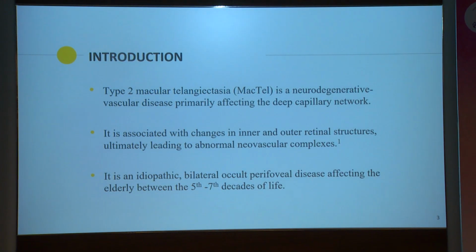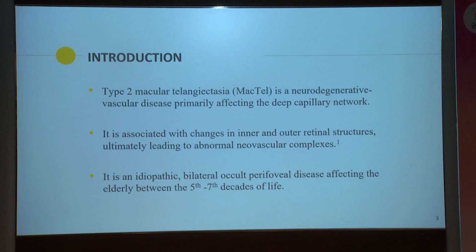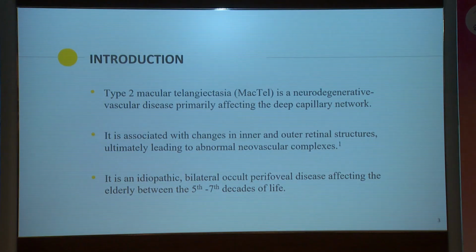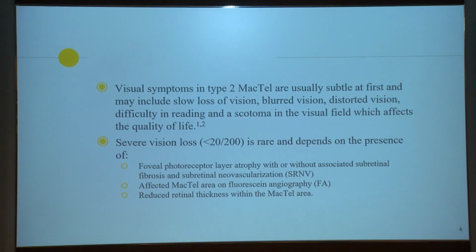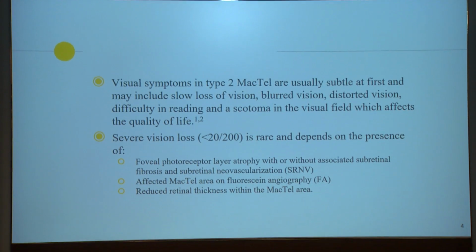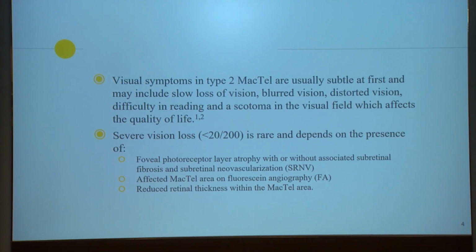It is an idiopathic bilateral occult foveal disease affecting the elderly between the 5th and 7th decade of life. The visual symptoms in type 2 MacTel are subtle at first and may include slow vision loss, blurred vision, distortion of vision, difficulty in reading, and a scotoma in the visual field, which affects the quality of life.